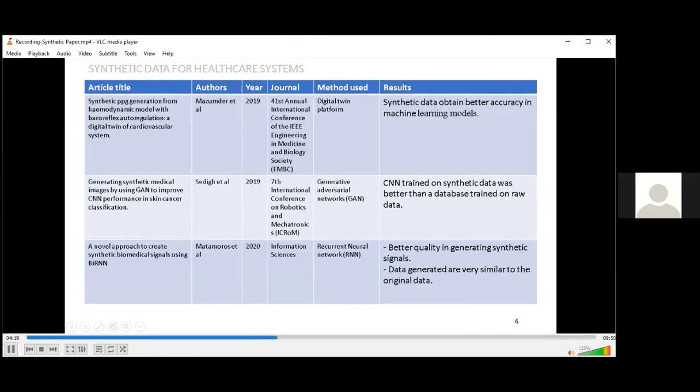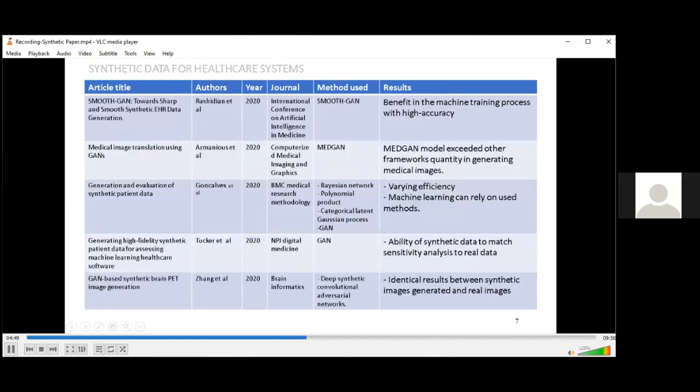Their method was generative adversarial networks, GAN. The results were that a CNN trained on synthetic data was better than one trained on raw data. In another article, they used a recurrent neural network, RNN. The results were better quality in generating synthetic signals. The data generated are very similar to the original data.